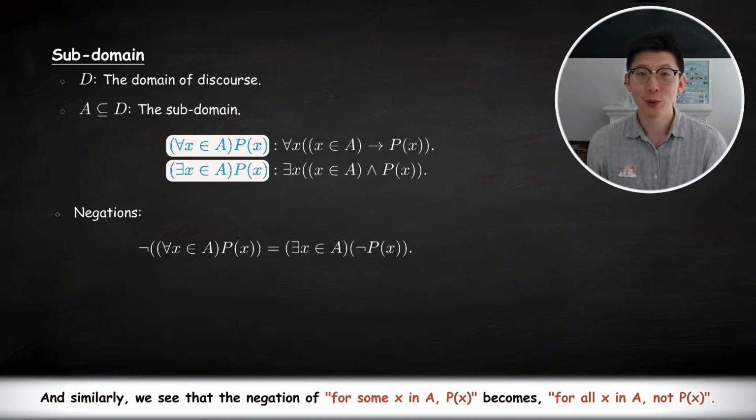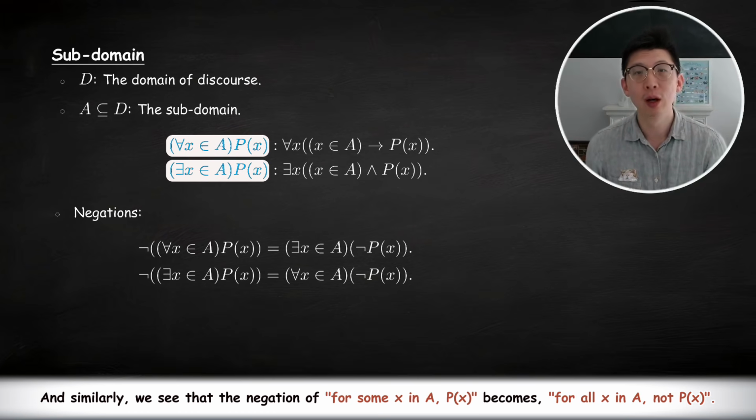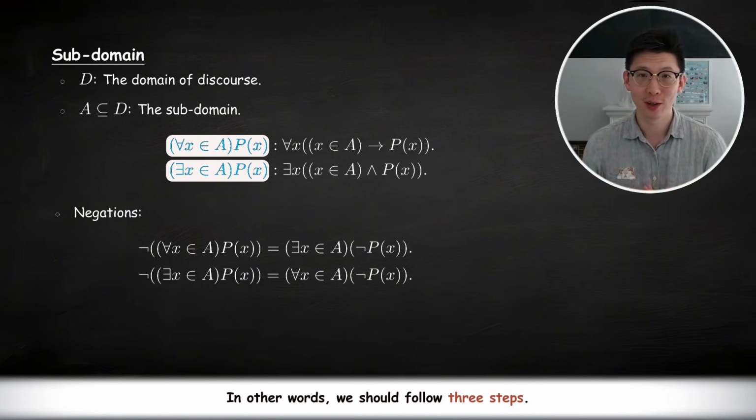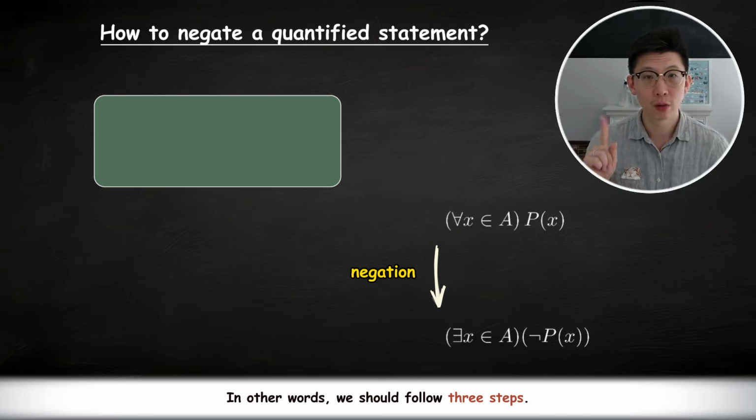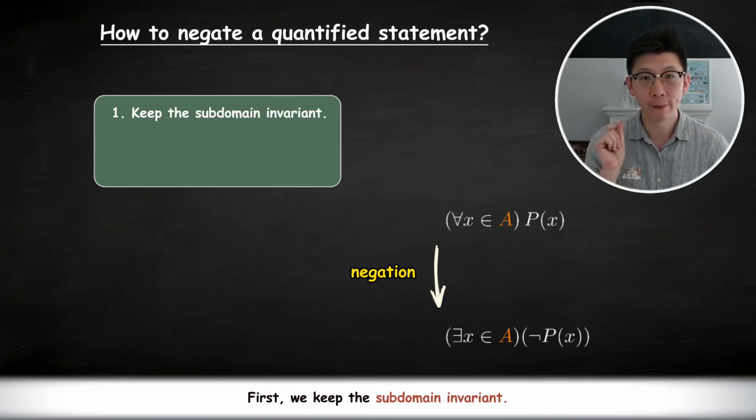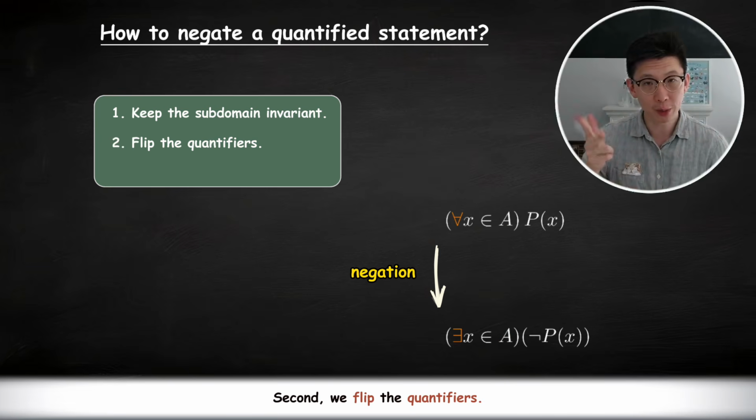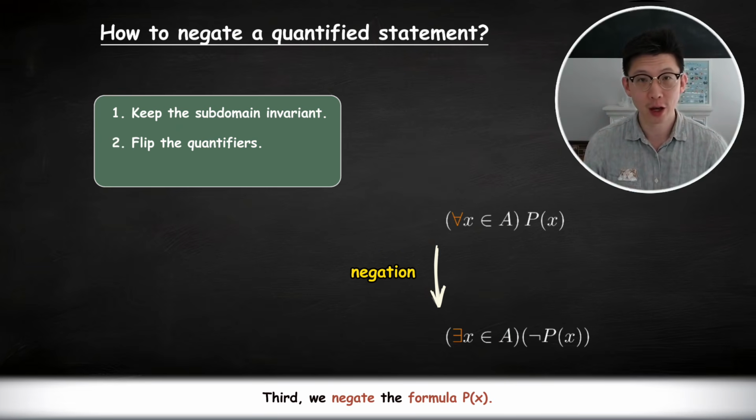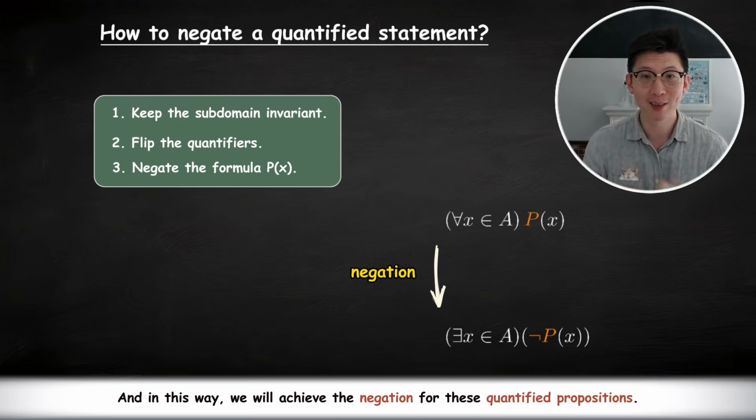And similarly, we see that the negation of "for some x in A, Px" becomes "for all x in A, not Px." In other words, we should follow 3 steps. First, we keep the subdomain invariant. Second, we flip the quantifiers. Third, we negate the formula Px. And in this way, we will achieve the negation for these quantified propositions.